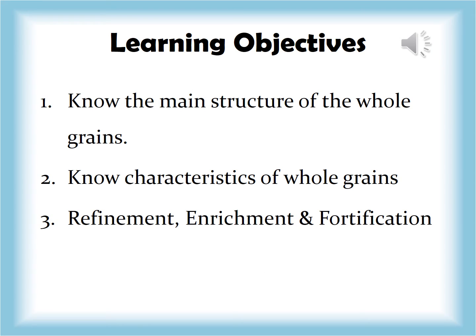So for this chapter, know the main structure of whole grains. There are three main components of a whole grain, and when it is processed, two of these components are lost. So know what these three are, and know which nutrients each of these three components contain.